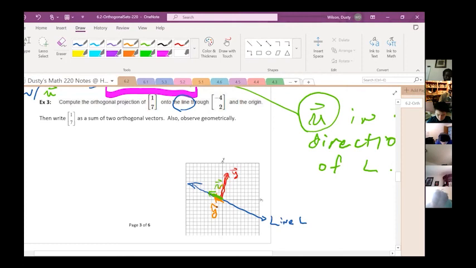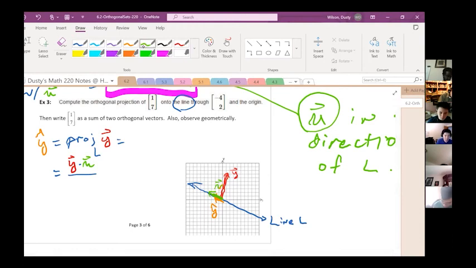So let's find our formula. So our Y hat, which is equal to the projection of Y onto the line, is equal to, we got to do Y dot U over U dot U. And all this times vector U.